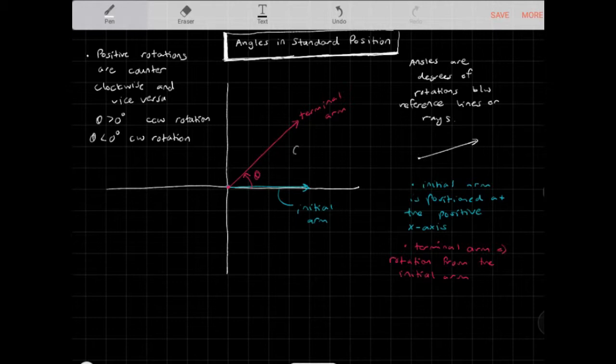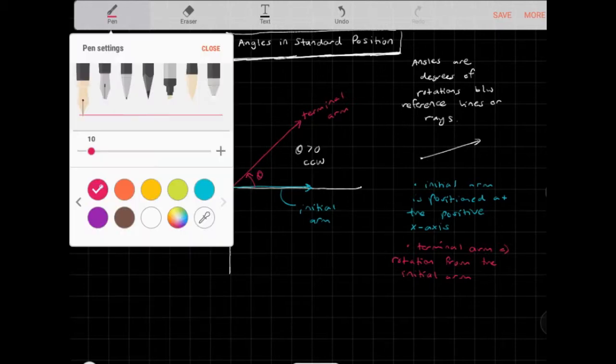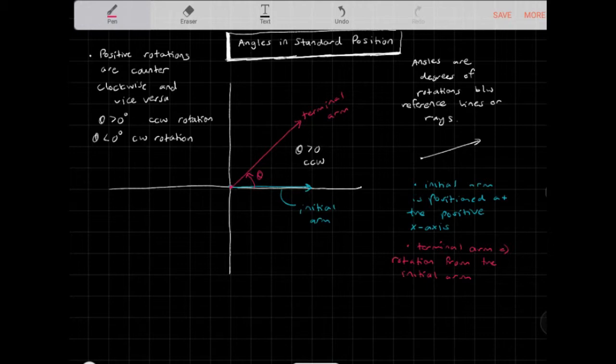And here we've shown that theta should be positive because this is a counterclockwise rotation. You can see that it's basically going this way, right? Let's say the terminal arm was located here. A negative rotation would be like that. So this would be negative theta, okay? That would be a clockwise rotation. Now, anyways, so we know that for angles in standard form, there's an initial arm that's located on the positive x-axis. It's our reference point, and we are associating this with a terminal arm.